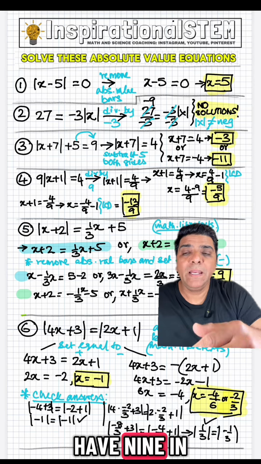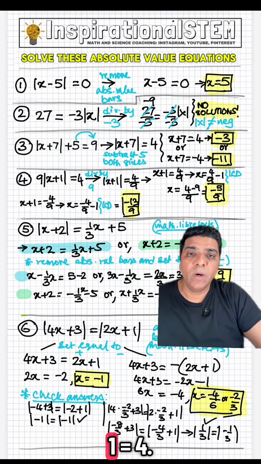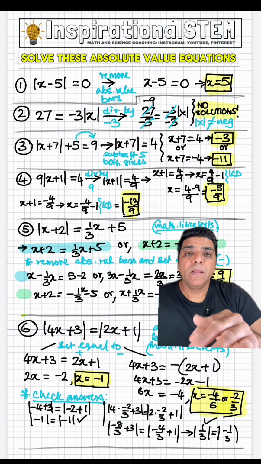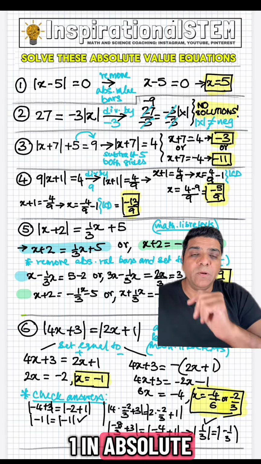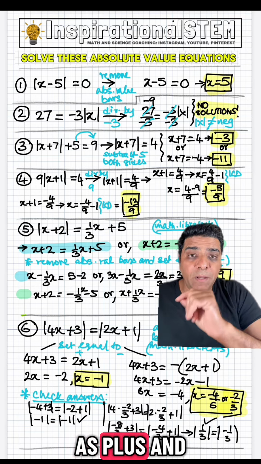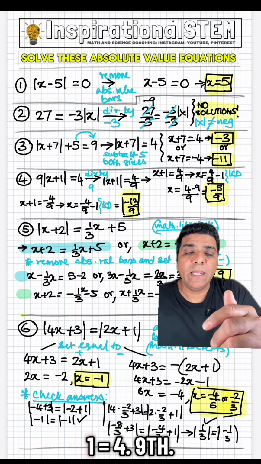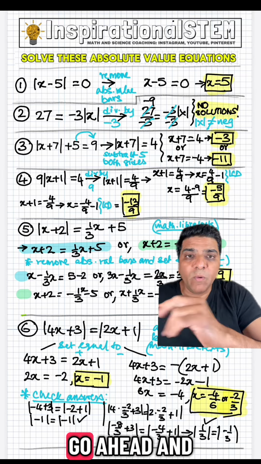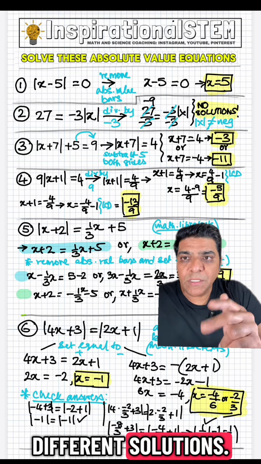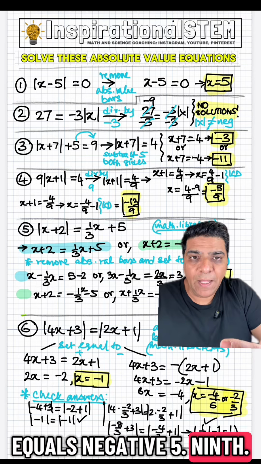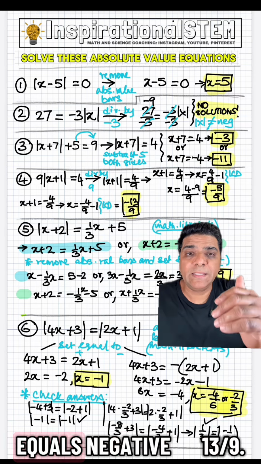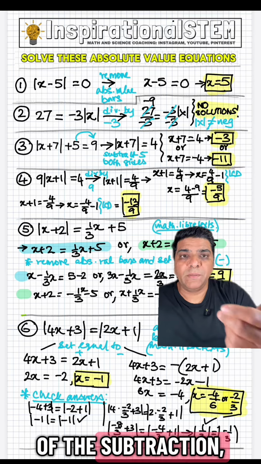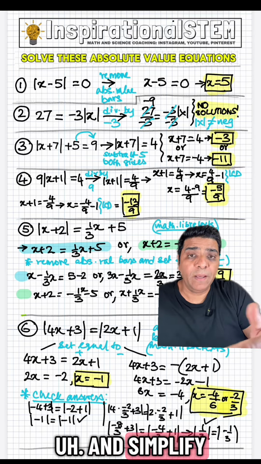Number 4, we have 9|x + 1| = 4. What we're going to do again is divide both sides by 9. We get 4/9 = |x + 1|. Again, we can set that as plus and minus: x + 1 = 4/9, or x + 1 = -4/9. When we solve those, we get two different solutions. The first one, we get x = -5/9, and the second one is x = -13/9. That is, if you go ahead and do the LCD of the subtraction and simplify that.